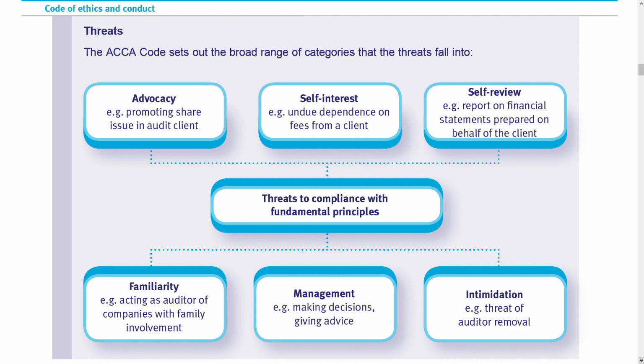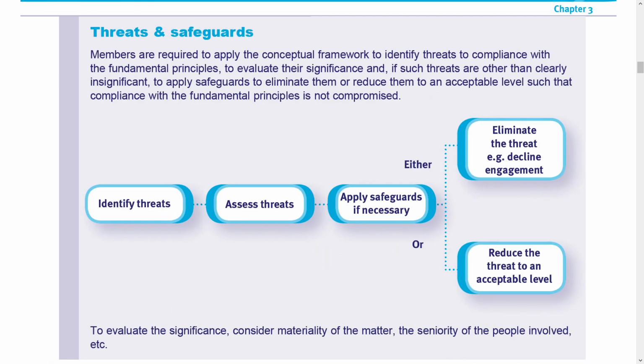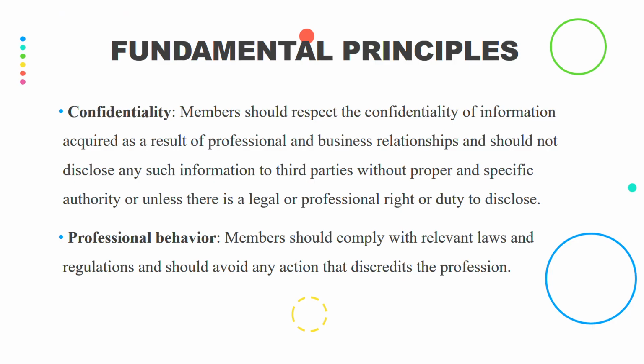Then intimidation. This is a threat of auditor removal. You are threatening someone. Intimidation means auditors are being threatened by the management that if you don't do as I say, you are going to lose your job, or I'm not going to pay you, or you are going to remove the auditor. So make sure that you learn these 6 types of threat and you have to link this with these 5 fundamental principles.